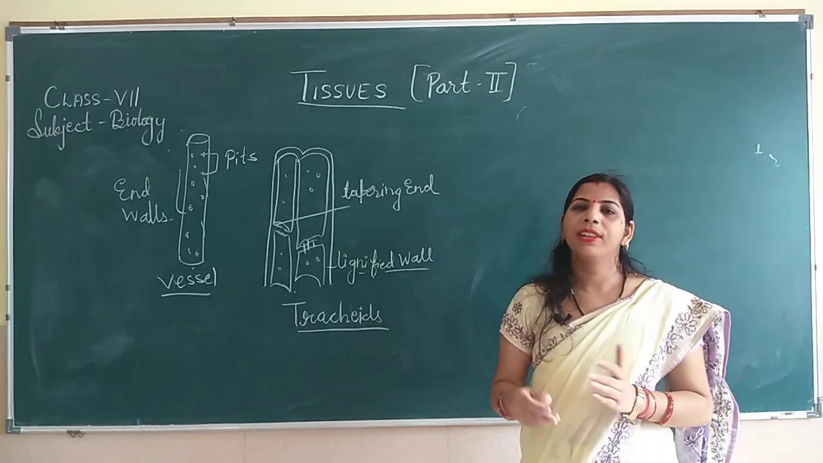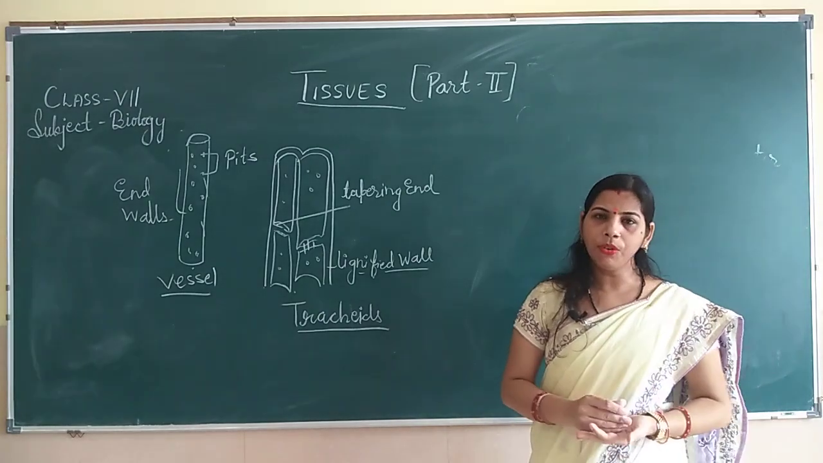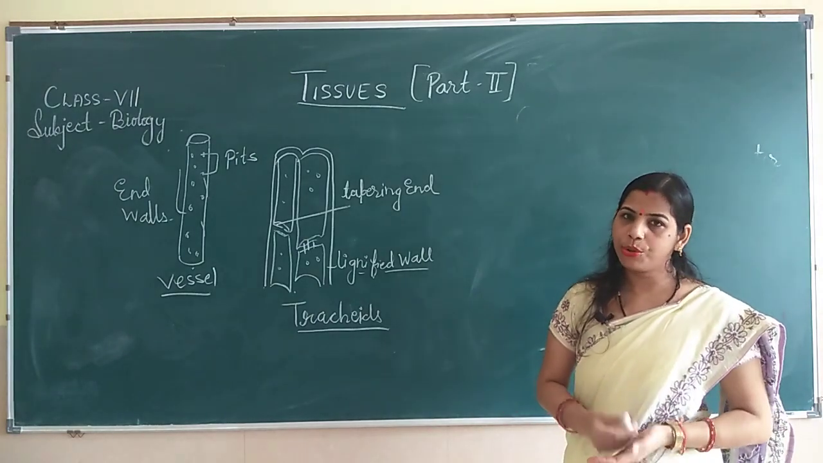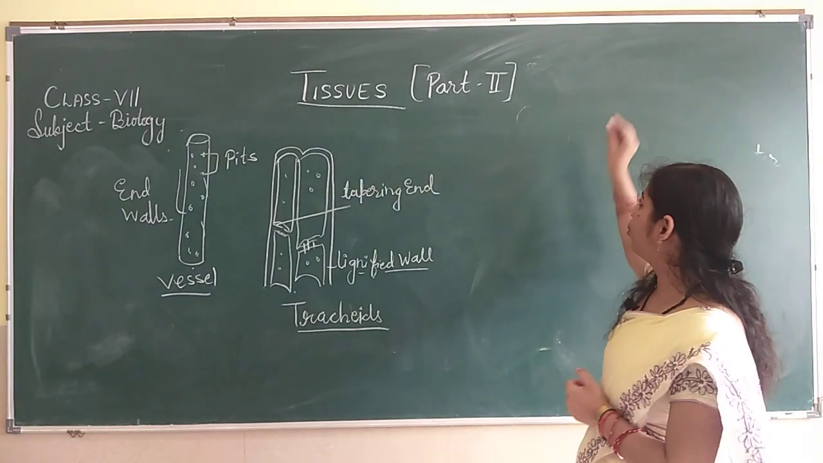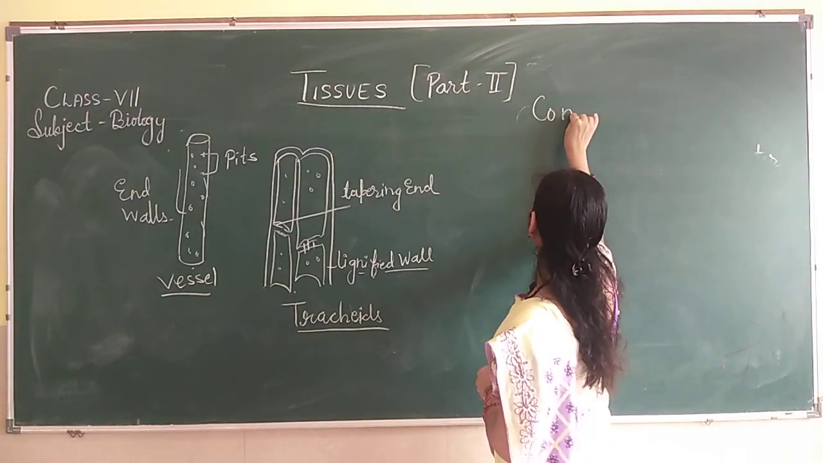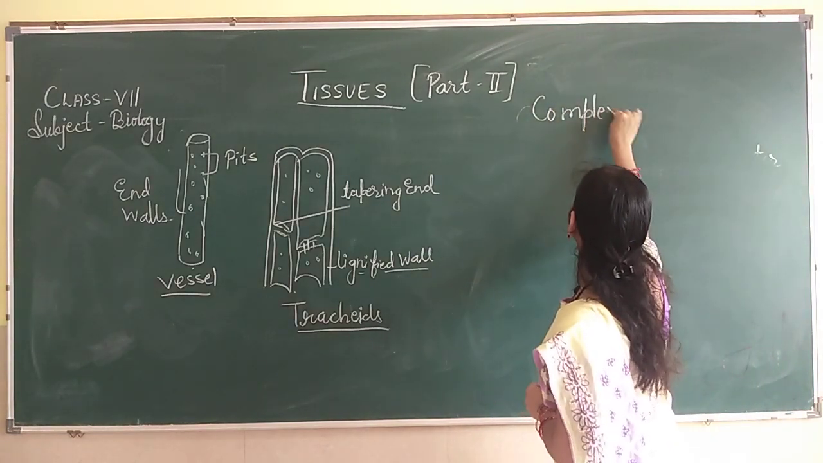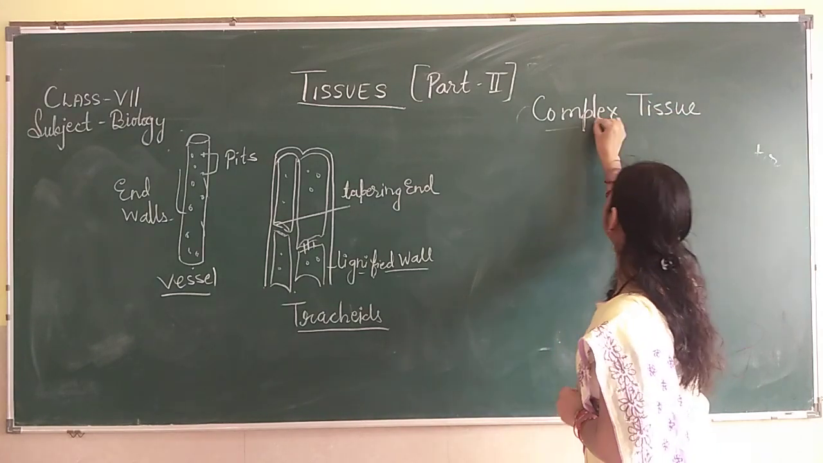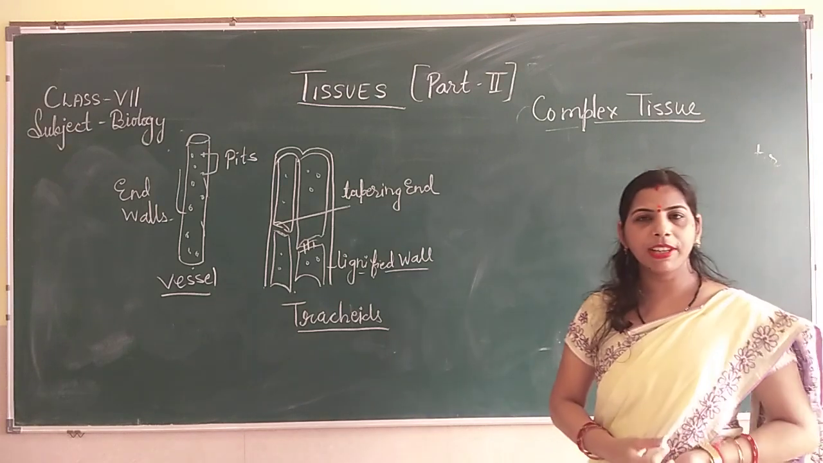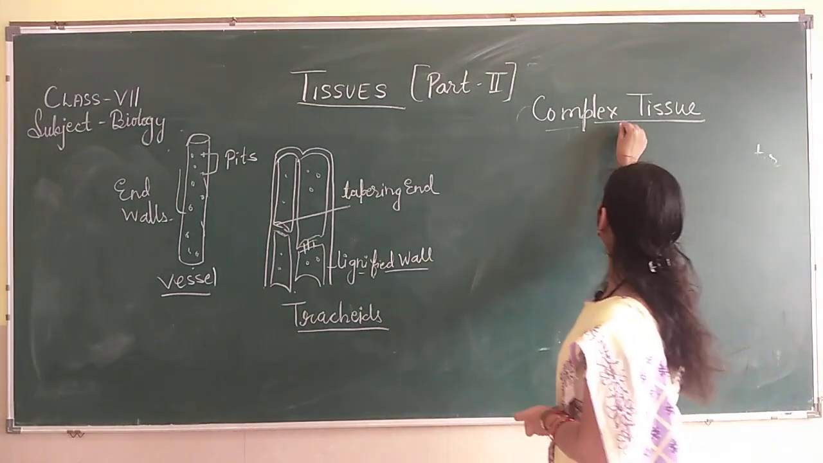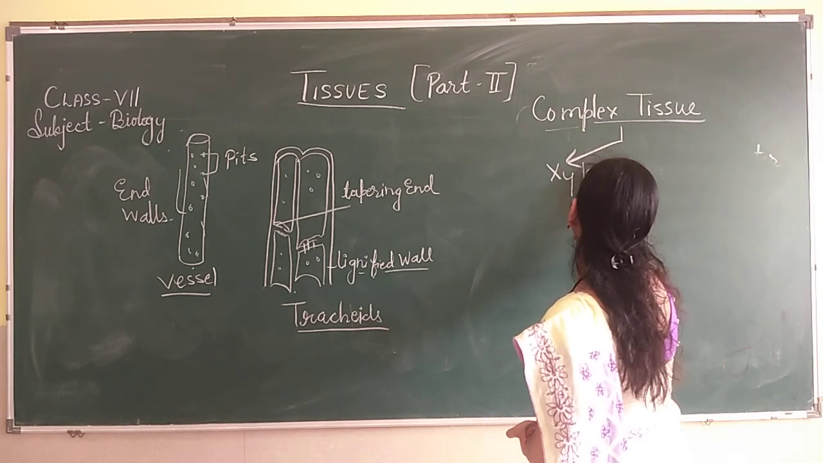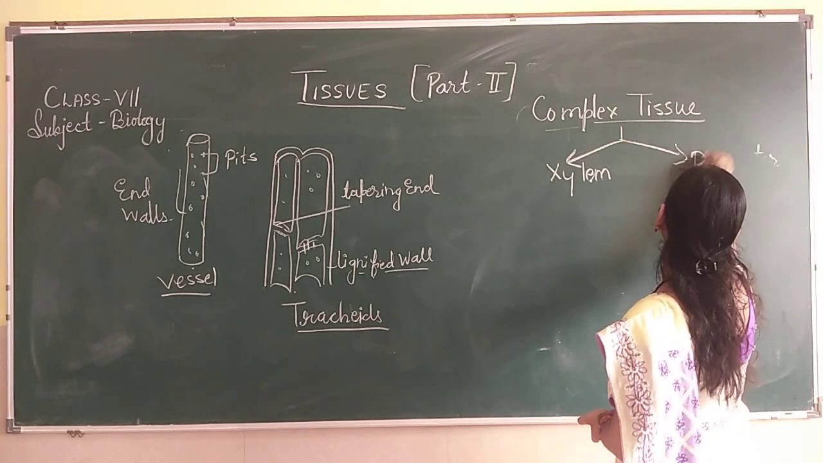Earlier we studied about the plant tissue. One plant tissue, that is the complex tissue, is left. So today we will start with the complex tissue. In plant, complex tissue is of two types. First is the xylem and second is the phloem.